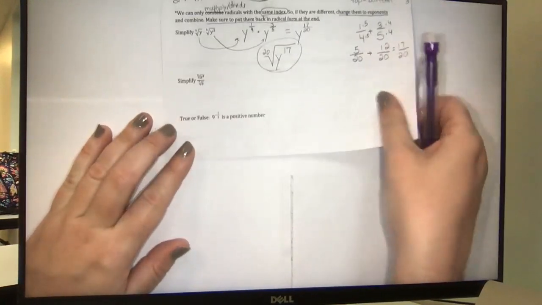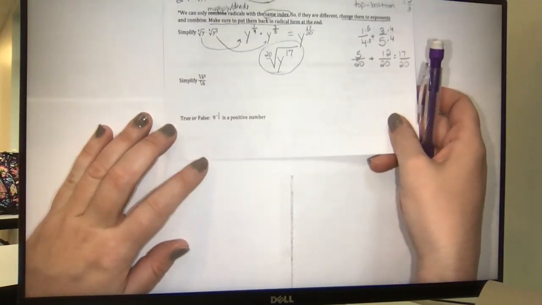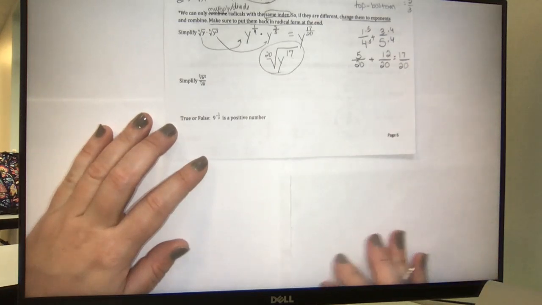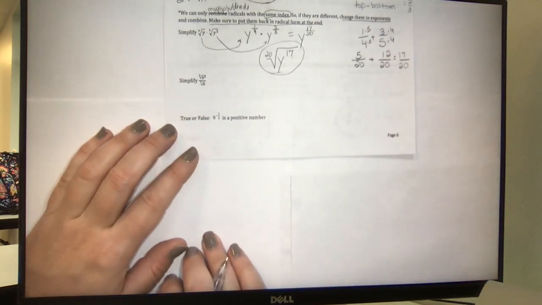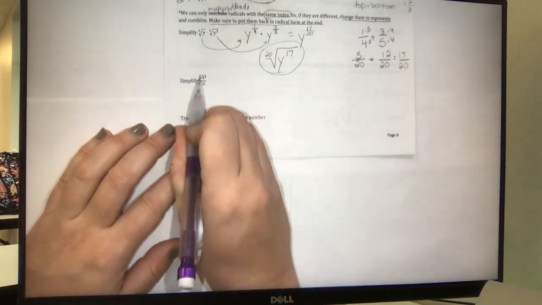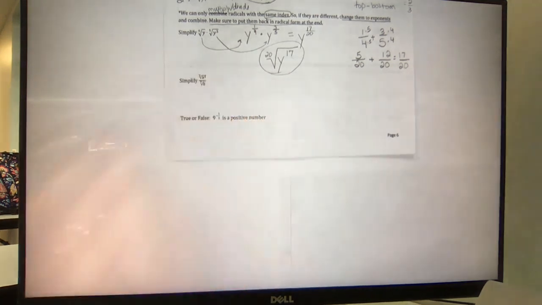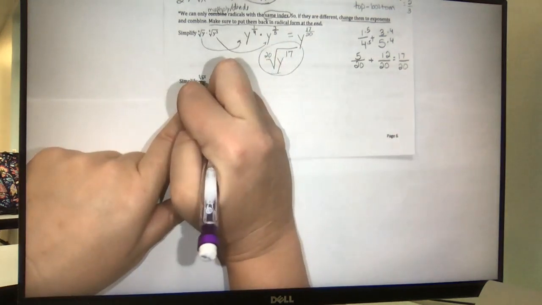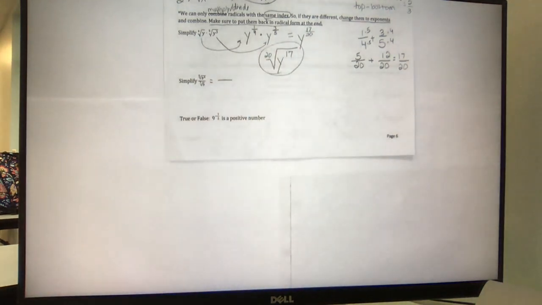All right, so we have the 5th root of b to the 4th, and then we have the 7th root of b. Good gracious, right? All right, so we can't divide these because we have 2 different indices. We have an index of 5 and an index of 7, right? Okay, so we're going to change these. Let's change them to rational exponents.